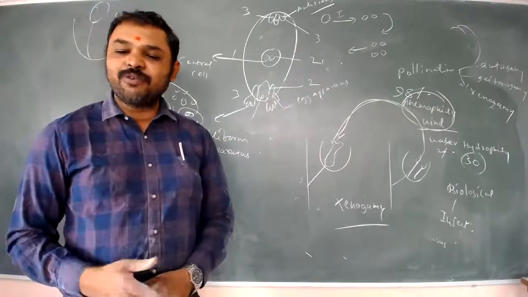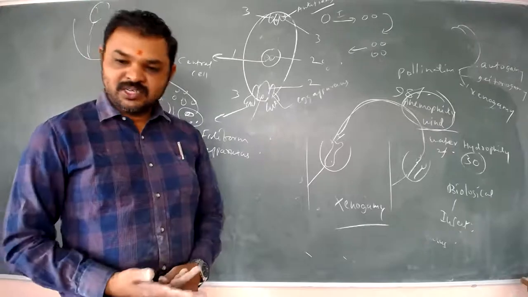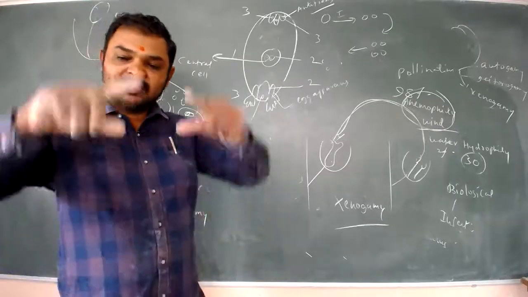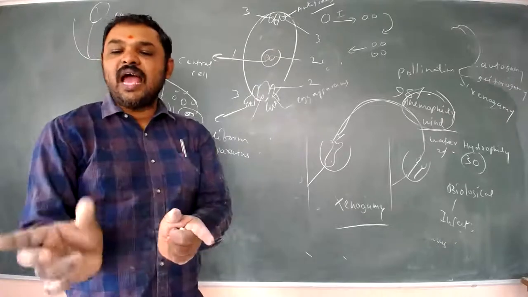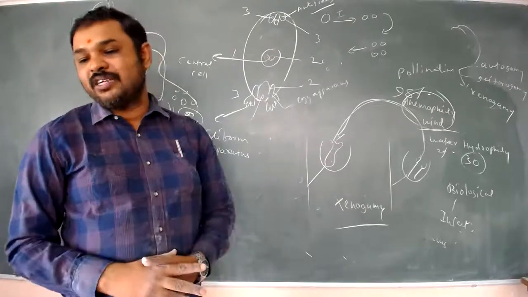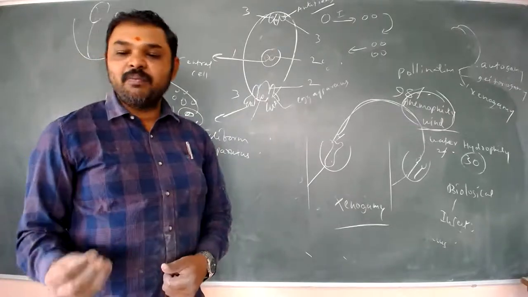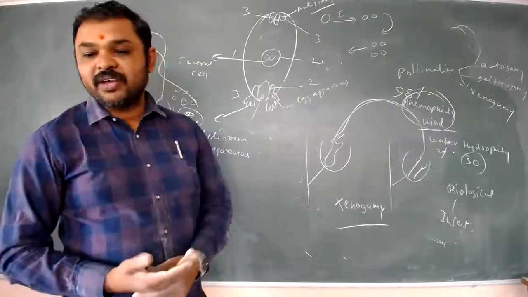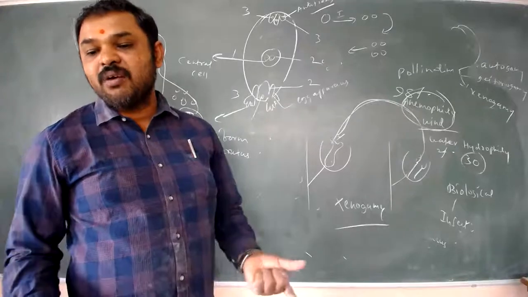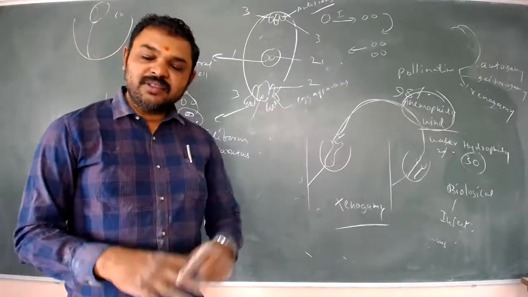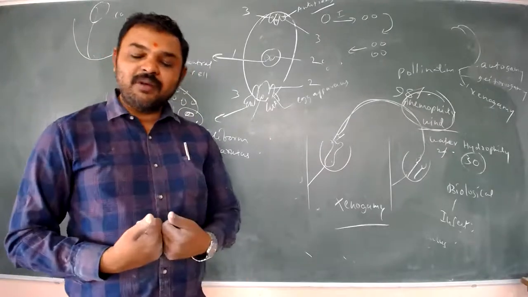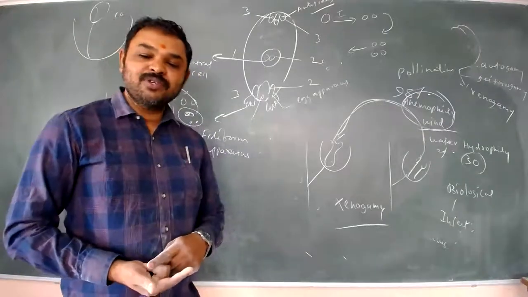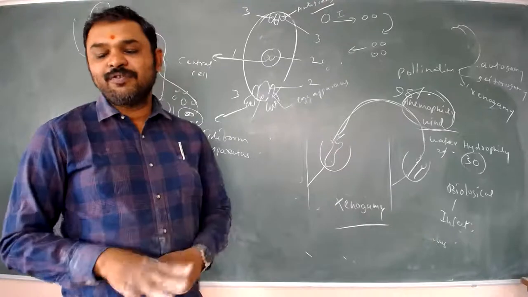Along with the ovary, if any other floral part develops into the fruit, that is called a false fruit. Examples: strawberry, cashew nut, and apple. These are false fruits. The thalamus develops into the fruit in apple and strawberry. Next, parthenocarpic: without fertilization, fruit forms. Example: banana is a parthenocarpic fruit. True fruits, false fruits, and parthenocarpic fruits are the types of fruits.